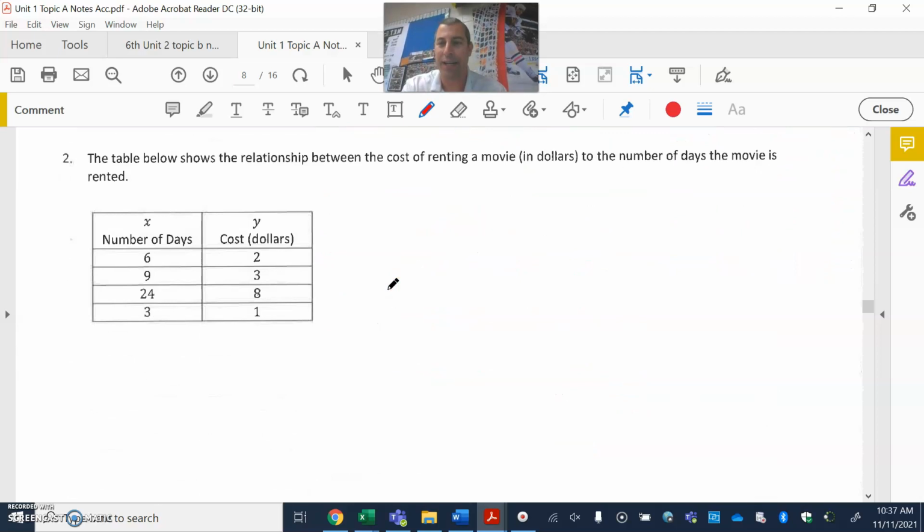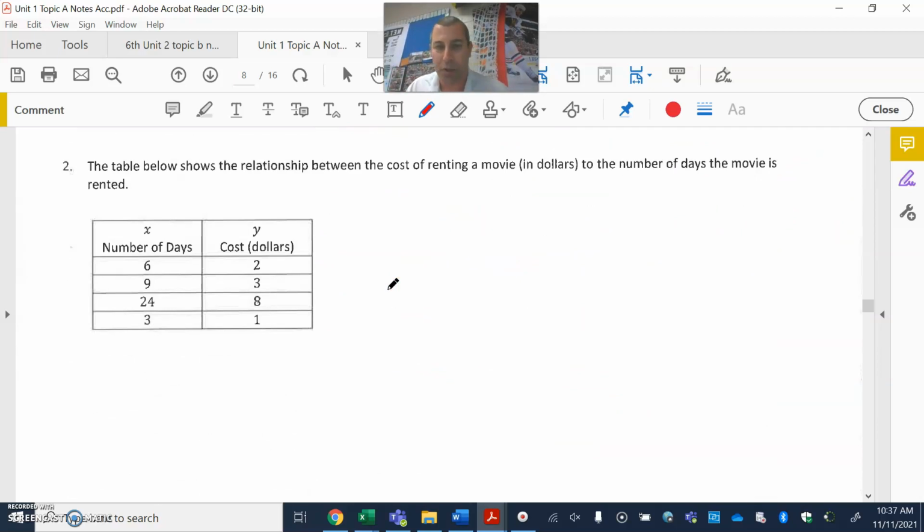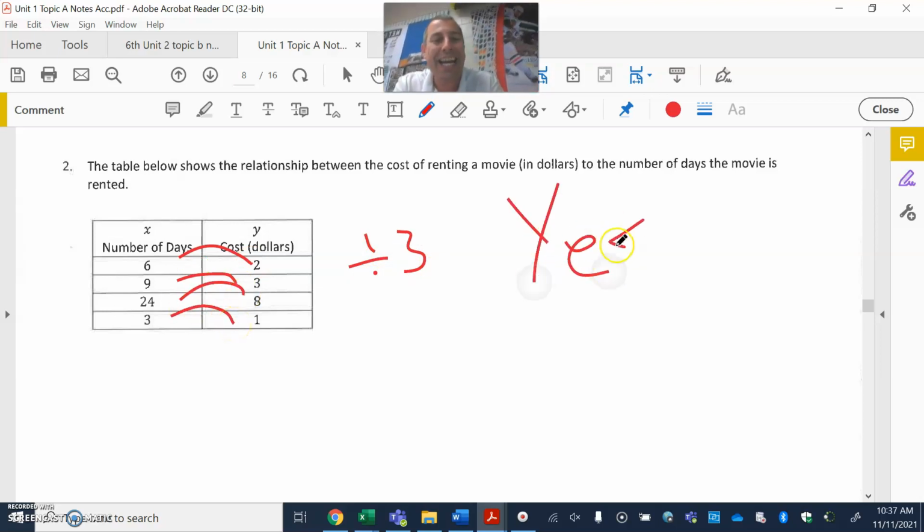Let's use next here, all right? The table below shows a relationship. Okay, we're dividing by a 3. Yes, dividing by a 3, dividing by a 3. Woohoo! Yes, they are. Now, we do want to keep in mind, though, what is our constant? Because the constant does need to be in the form of a multiplication problem. Just like Jeopardy, people, you got to answer in the form of a question. So, yes, we are dividing by a 3.